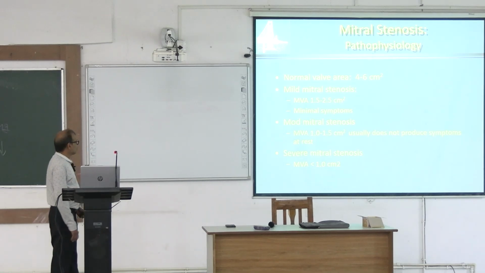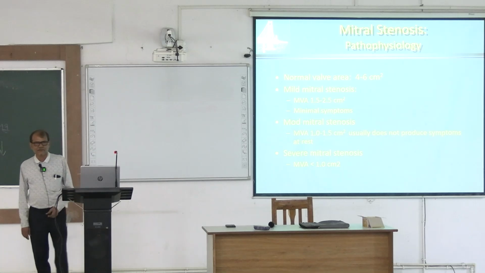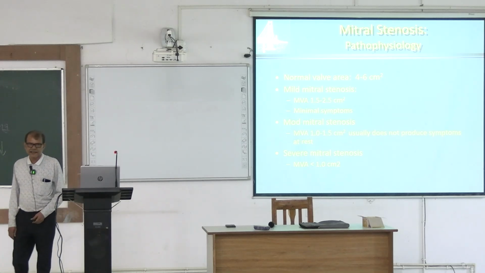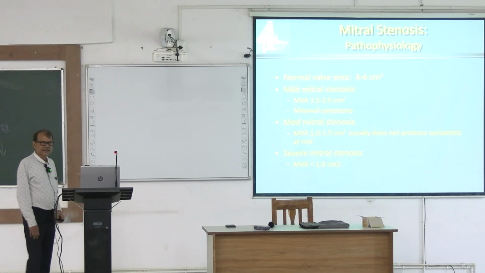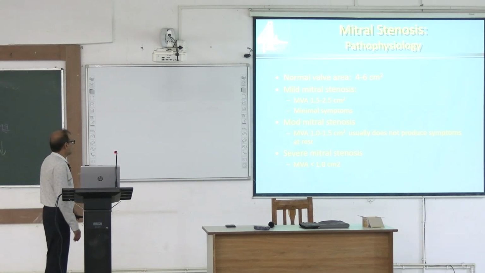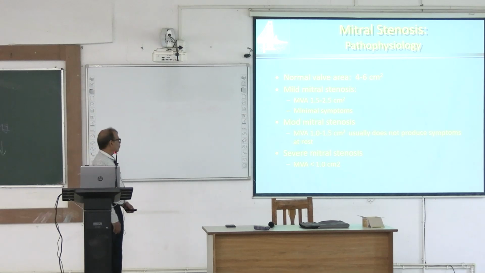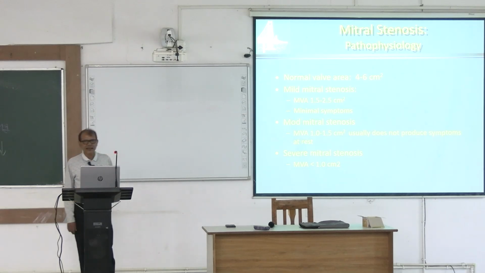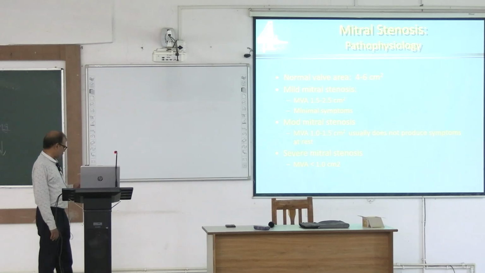So, on the basis of the area of orifice of mitral valve, it can be categorized as mild, moderate, severe. Normal 4 to 6, mild 1.5 to 2.5, moderate 1 to 1.5, and severe less than or equal to 1 square centimeter.